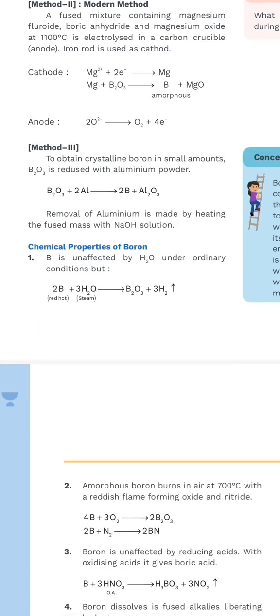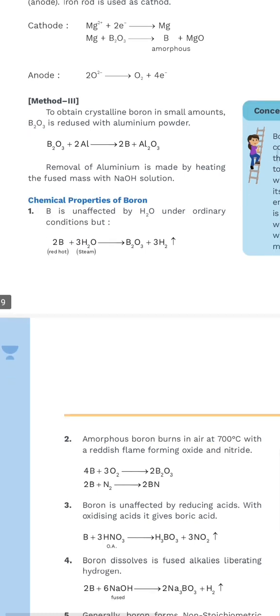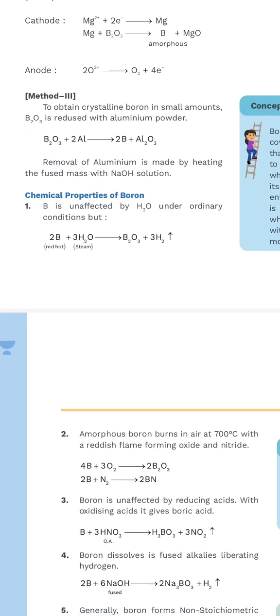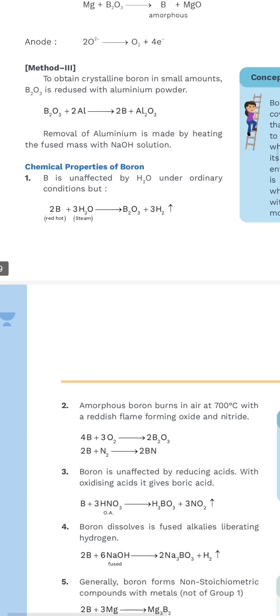So these are the reactions occurring at cathode and anode. In third method, to obtain crystalline boron in small amounts, B2O3 is reduced with aluminium powder. Removal of aluminium is made by heating the fused mass with sodium hydroxide solution.